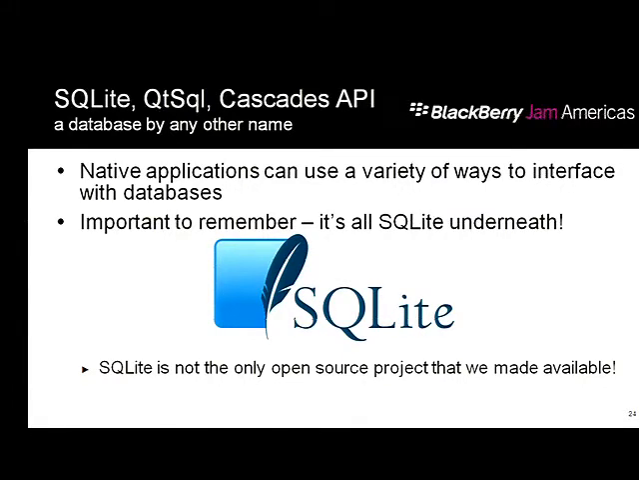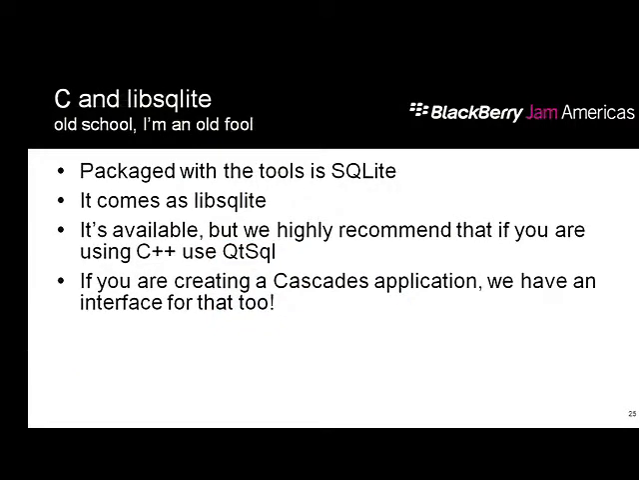SQLite, Qt SQL, and Cascades API. There are three different ways of accessing a database on the platform. The important thing to remember is it's all SQLite. You can access it in different ways for when it suits your purpose, and we'll go over that a little bit. You don't always need to use these data access pieces, but remember, it's always SQLite.